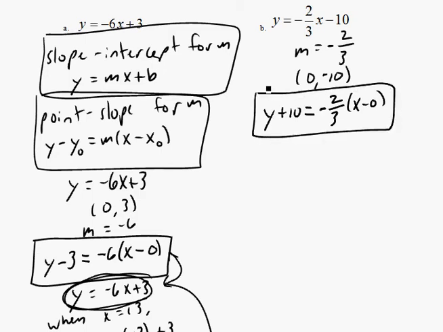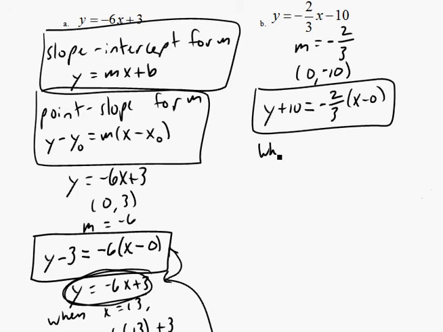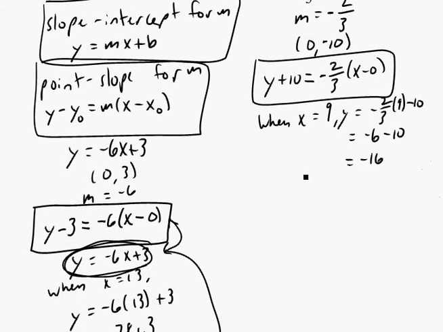Now, if you want a little bit more of a challenge and you don't want just to use the y-intercept, we could use some other point. Let's just pick a value of x. I'll pick a multiple of 3 so as to avoid a fraction. So let's say when x equals 9, y would be negative 2/3 times 9 minus 10. Negative 2/3 times 9 would be negative 6, minus 10 is negative 16. So, when x is 9, y is negative 16.